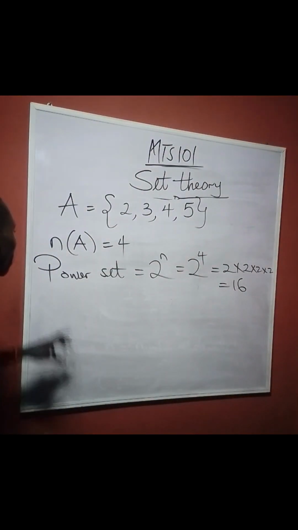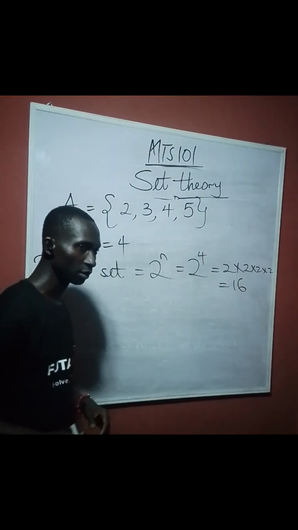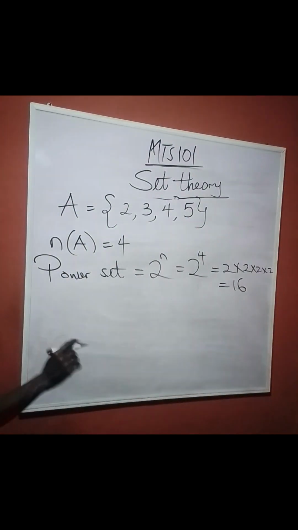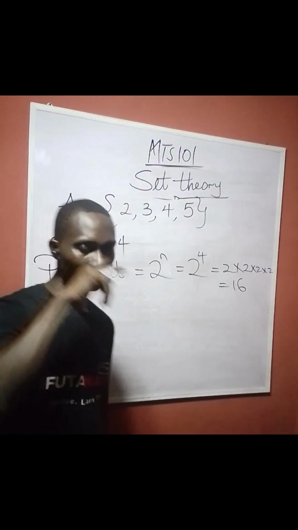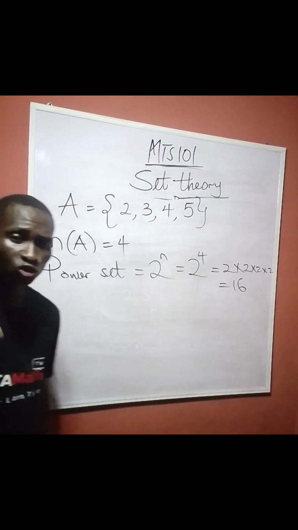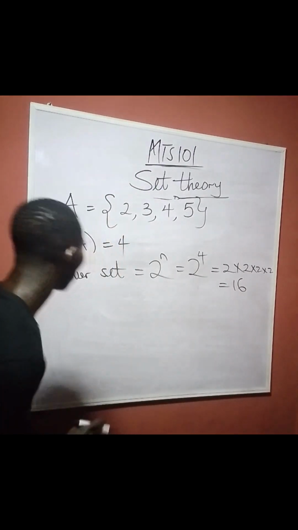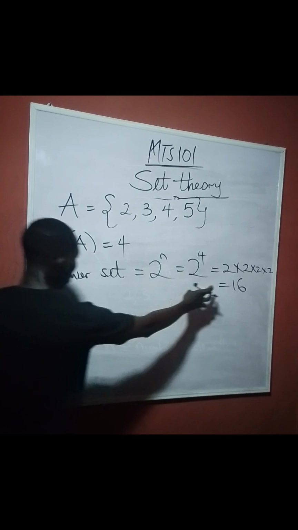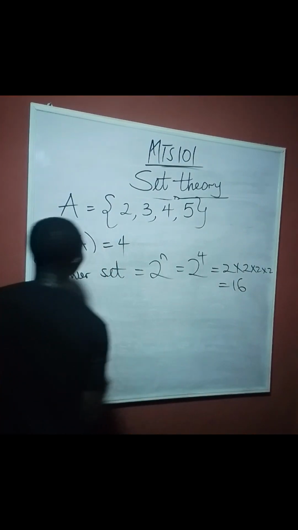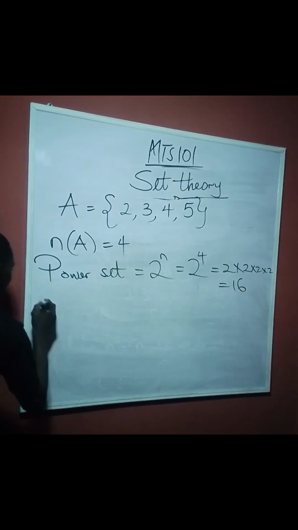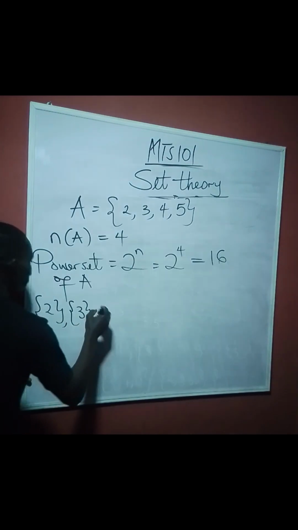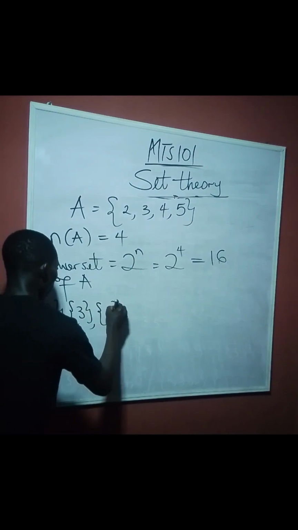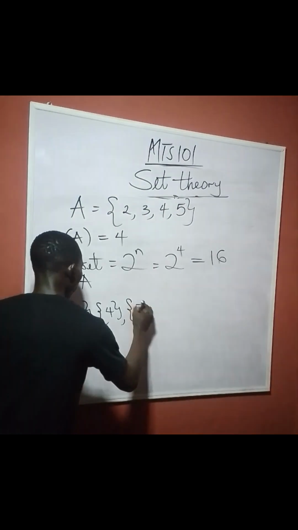Now let's try if we can write out the power set of A. The first thing is that an empty set is a member of a set. Yes, not that? Empty set is what? A member of a set. So now let's list this, so you see how we obtain this 16. Let's start with the single elements. We have 2, 3, 4, 5.